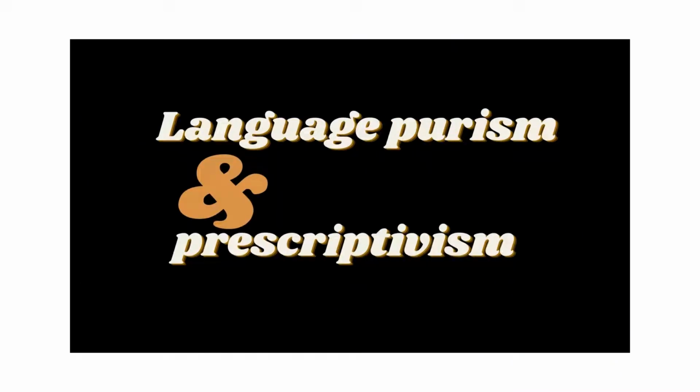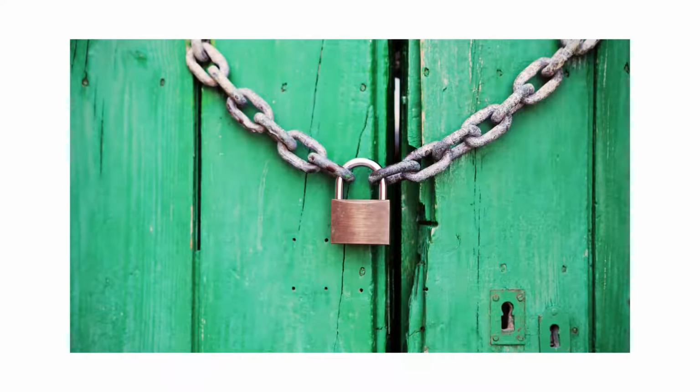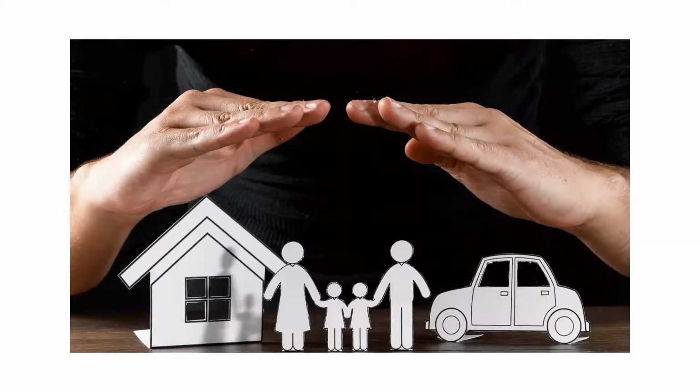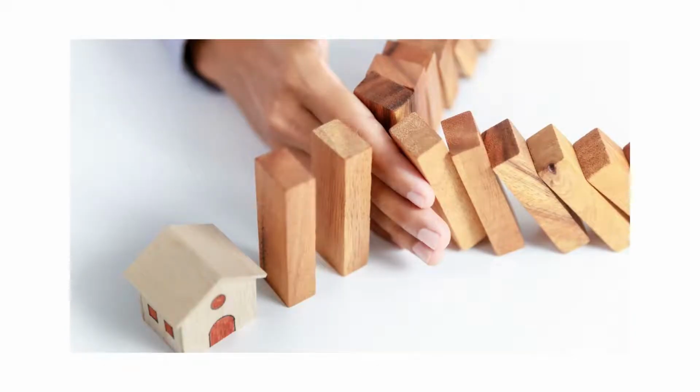Language purism and prescriptivism. The desire to protect one's identity through language may result in two strongly held ideas. One is language purism. This is when a member of a speech community believes that the features of their language, particularly vocabulary, pronunciation and grammar, must be protected from change, especially from outside influences such as replacement of words with borrowed ones.